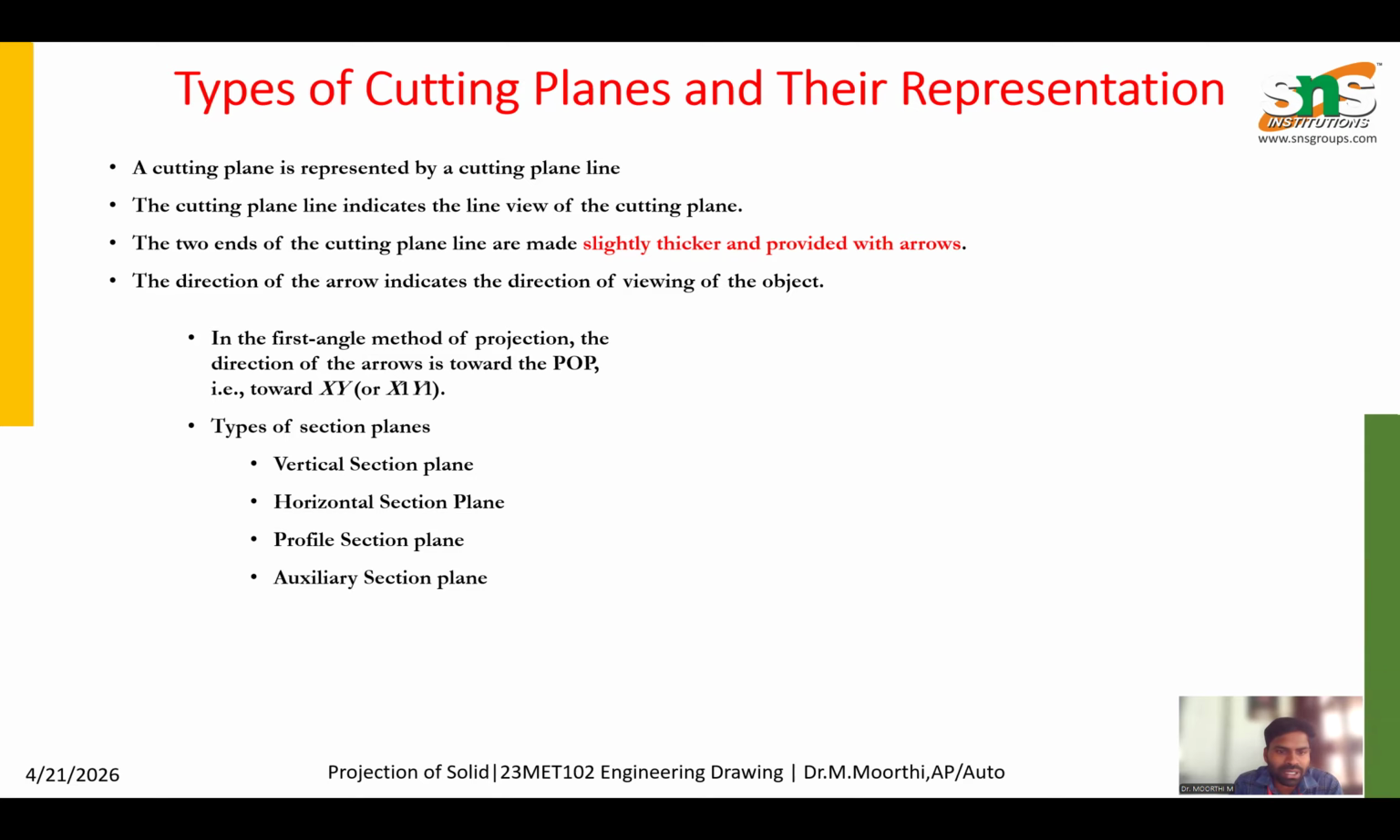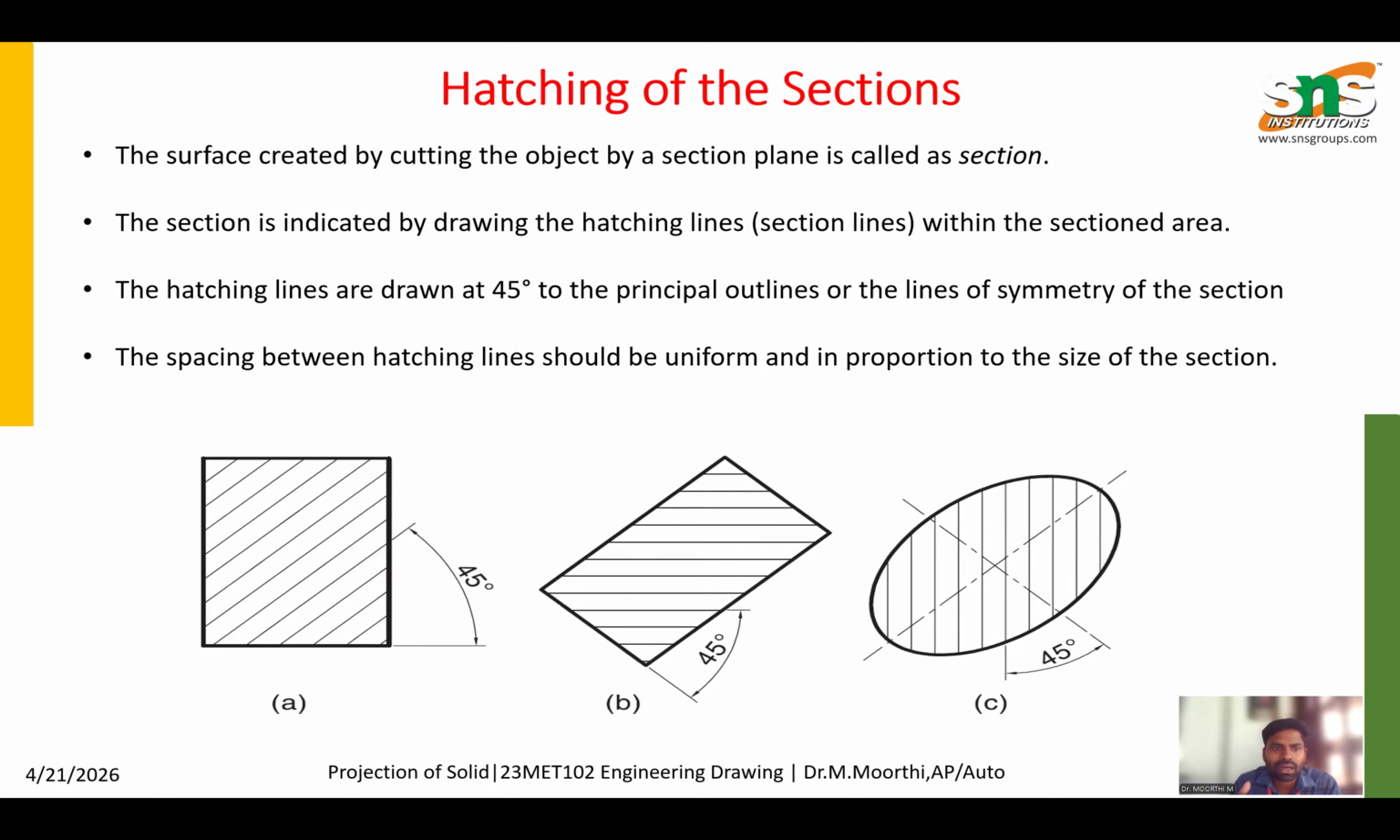Next, in the first angle projection method, the direction of the arrows is towards the point of projection, that is, either towards the XY line or the reference line. And the next one is the types of section planes: vertical section plane, horizontal section plane, profile section plane, auxiliary section plane and oblique section plane. And the next one is how these planes are represented after the sectioning.